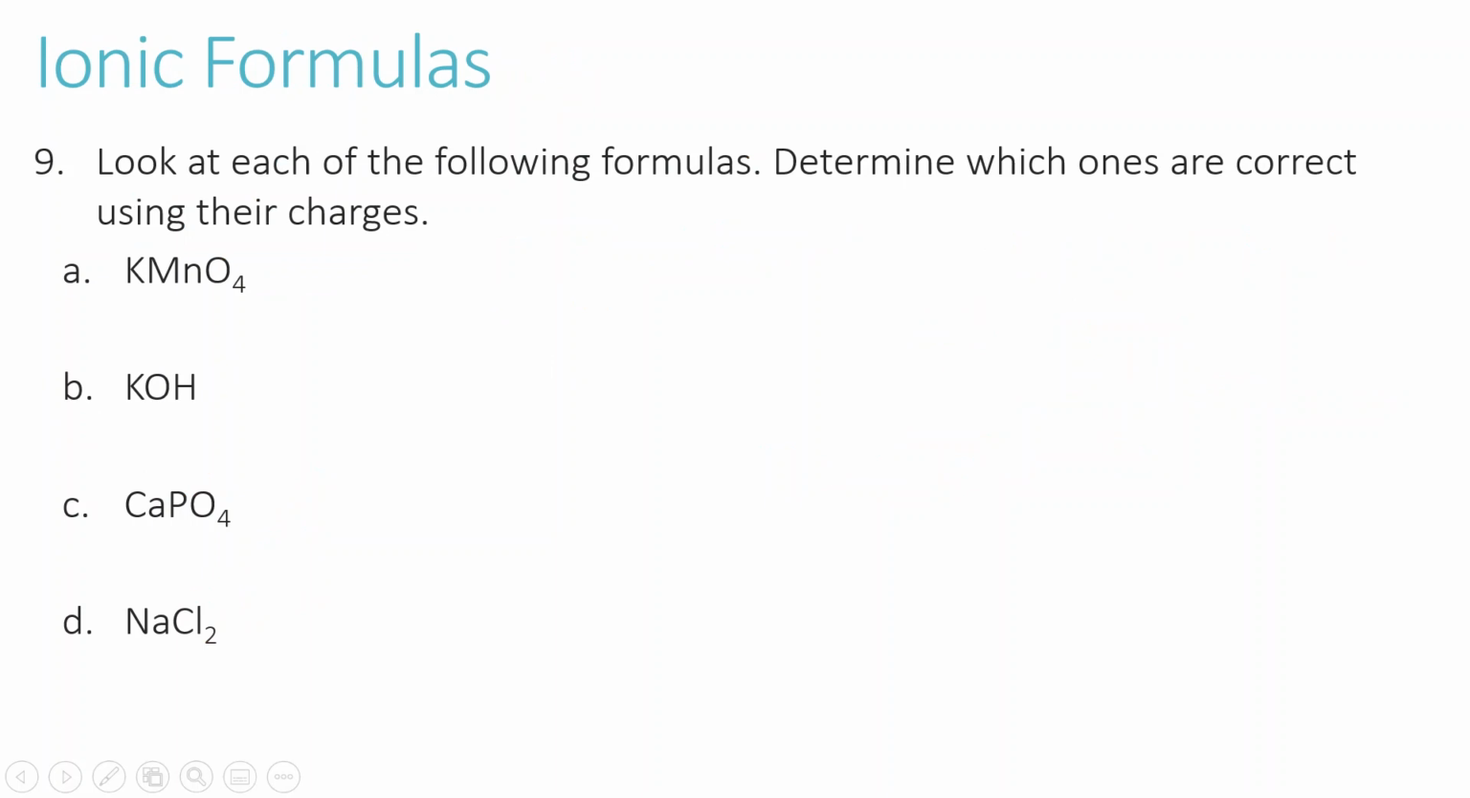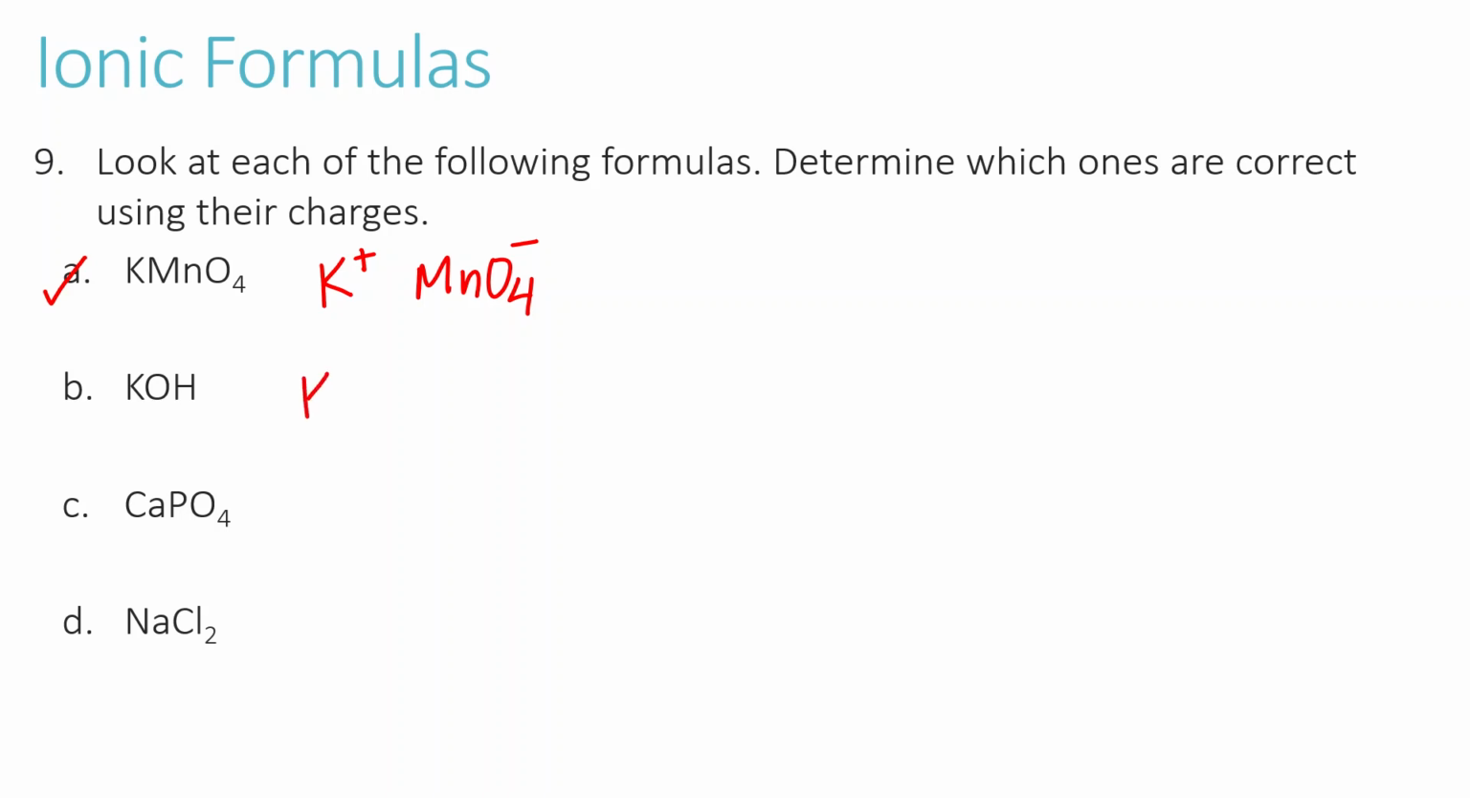Here, we want to look at these ionic formulas and determine which ones are correct using their charges. For A, I count 3 different atoms here, so I have a polyatomic ion. Potassium has a +1 charge, and MnO4 is the polyatomic ion permanganate, which has a -1 charge. So A is a correct formula because I need one of each to make neutral.